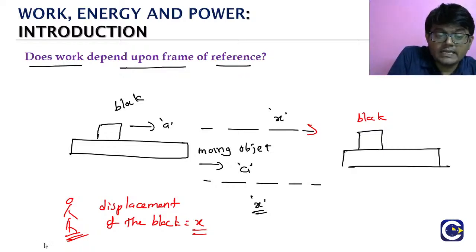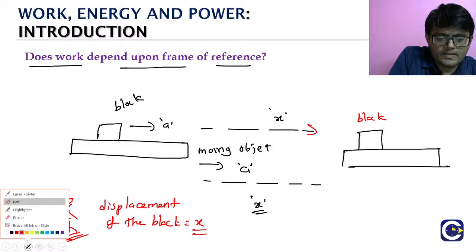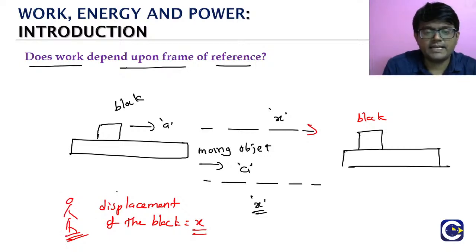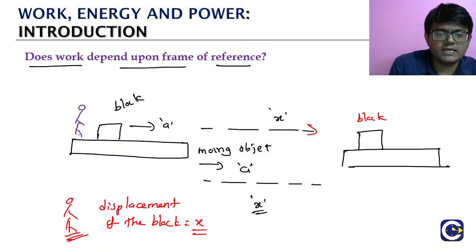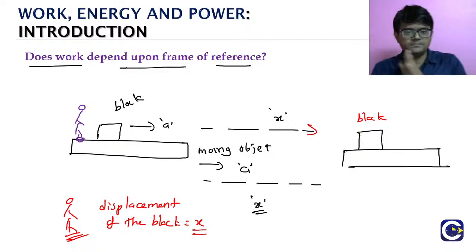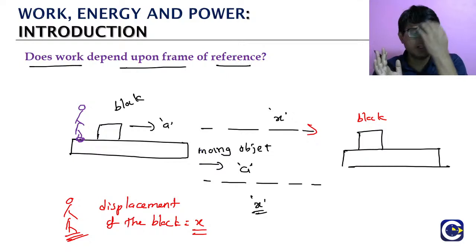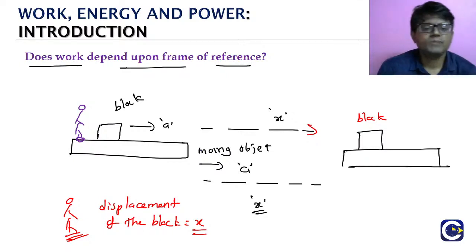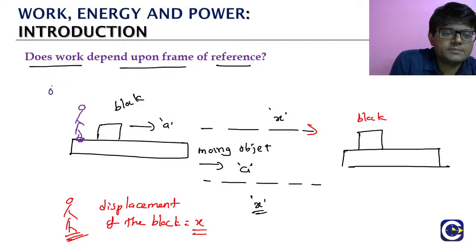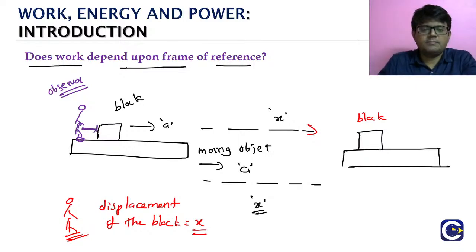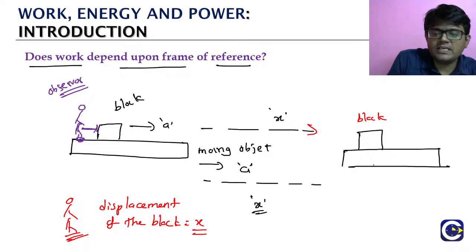But look at another observer. I'm going to take an observer who is also sitting on that moving object. Now see what happens. He will have some gap between him and the block initially. Our journey is complete when the moving object reaches here. So this is the initial position, this is the final position.